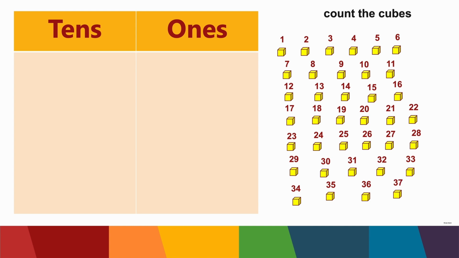We have to group as many tens as we can and put them on the 10 side. Whatever's left over, we put on the 1 side. It should look like 3 units of 10 and 7 units singularly.